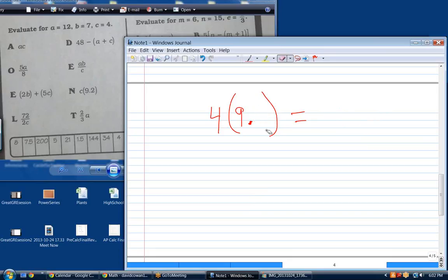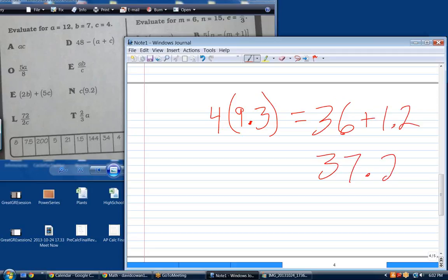However, if I make that a 3, now 4 times 0.3 is more than 1. I guess I could say 4 times 9 is 36, 4 times 0.3 is 1.2, so the answer would be 37.2. So that'd be one way to do it, if I wanted to do it left to right.